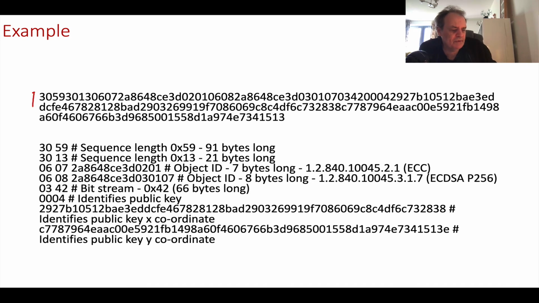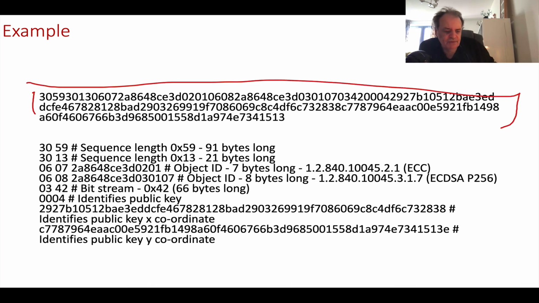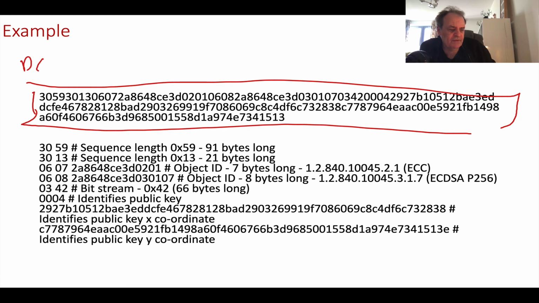Okay, so here's an example of a hexadecimal bit stream for our DER format, and then we can break that down. We take it one step at a time. So that's 30 and then 59. We're going to be 91 bytes there, and then we see 30 and then a 13, which means that we now have an object which is 21 bytes long. 21 bytes, and that's the 7 and 8, and then the extra bytes for the 06 tags.